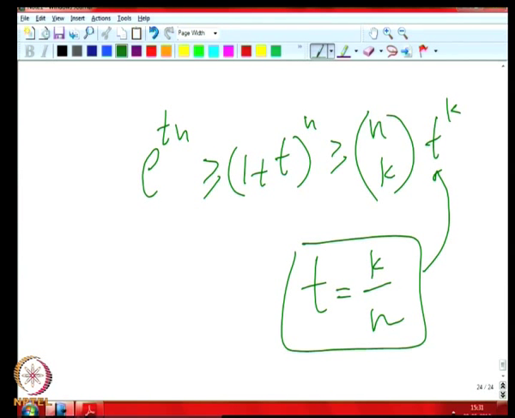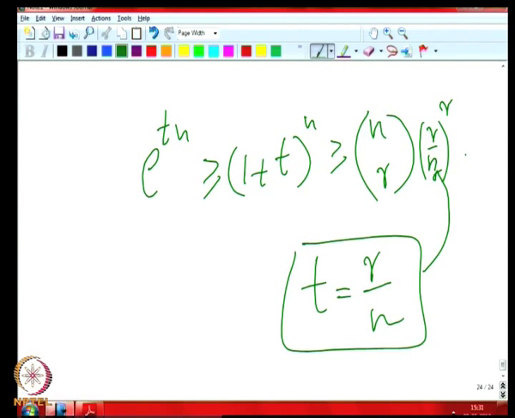Sorry, I just change the variable, so here I will take r: n choose r into t raised to r. Now put t equal to r by n. When you put t equal to r by n, here you are replacing t by (r by n) whole power r.